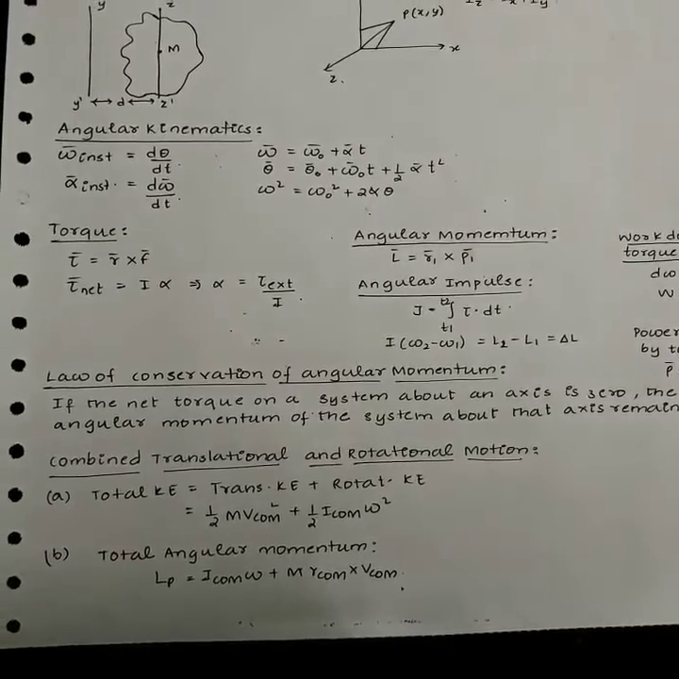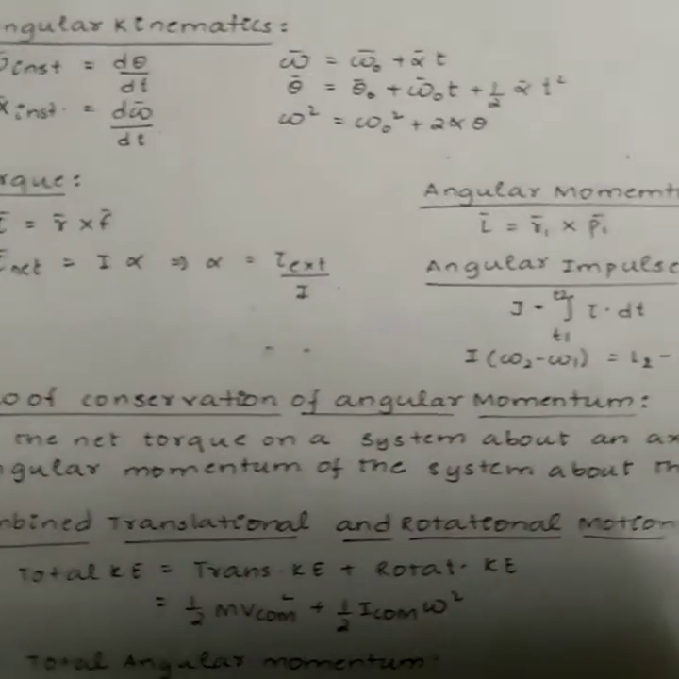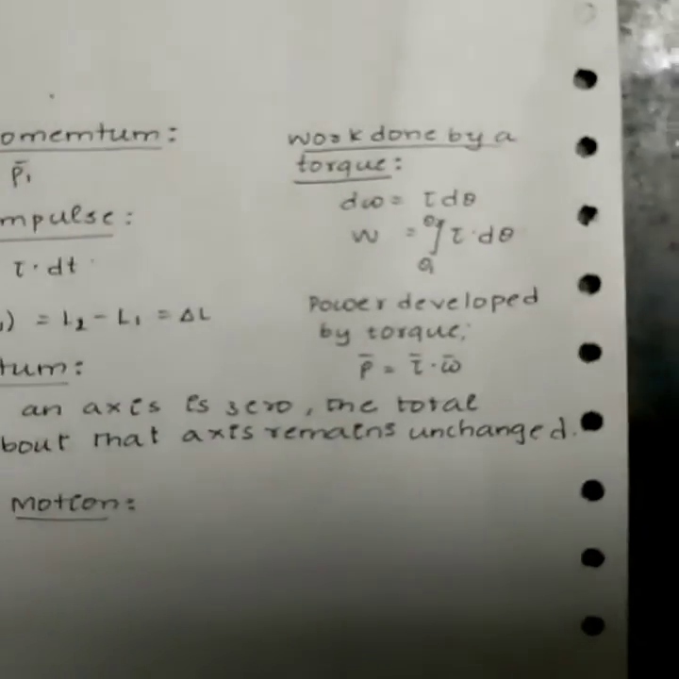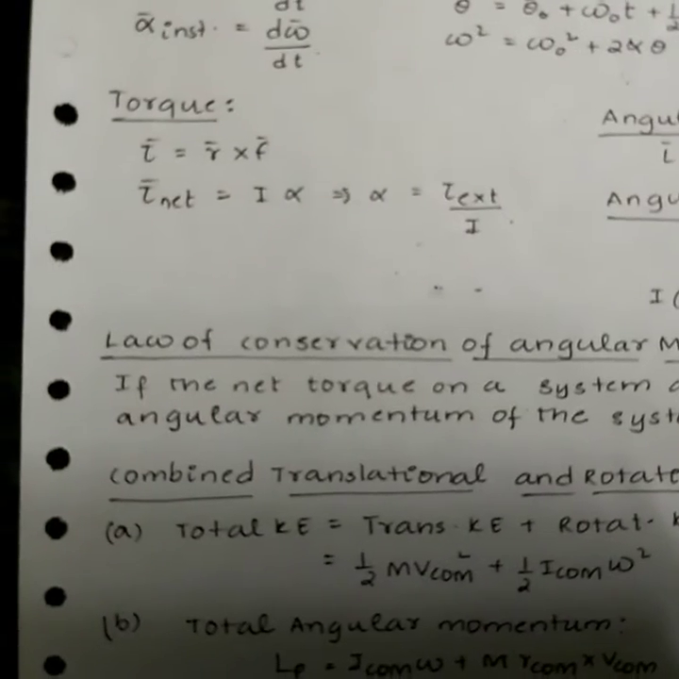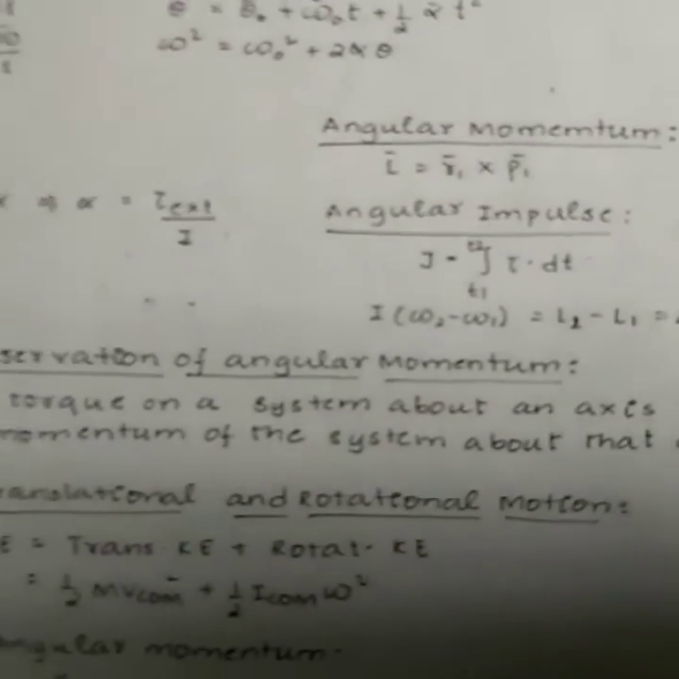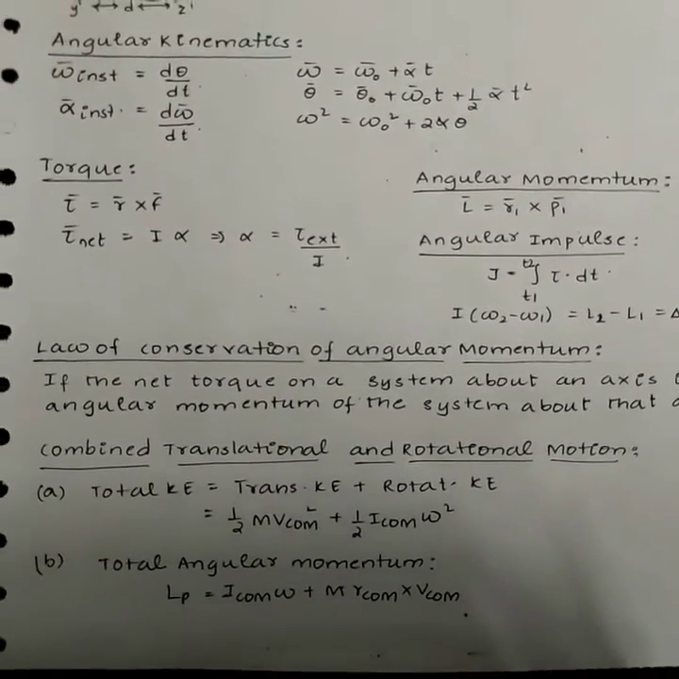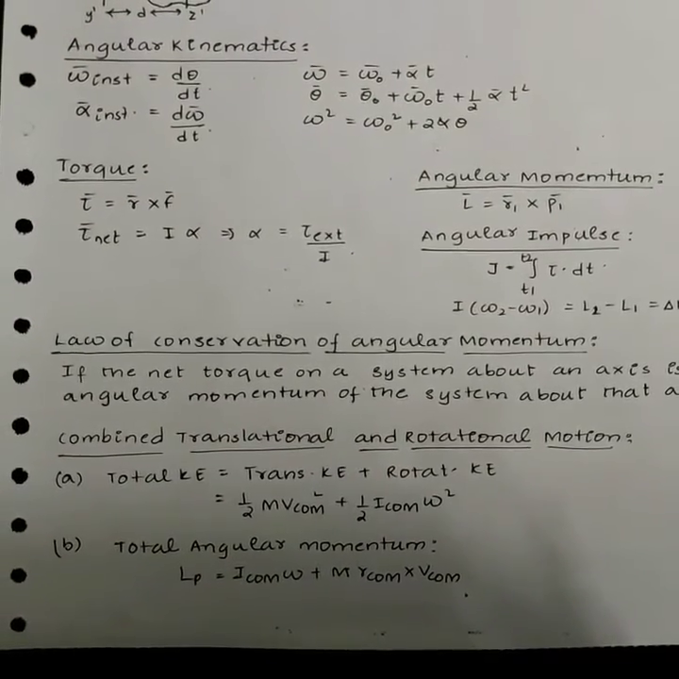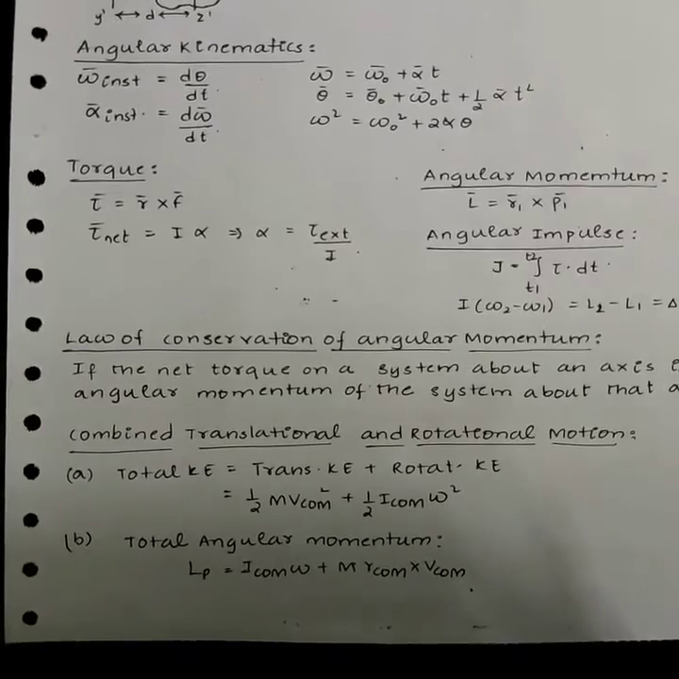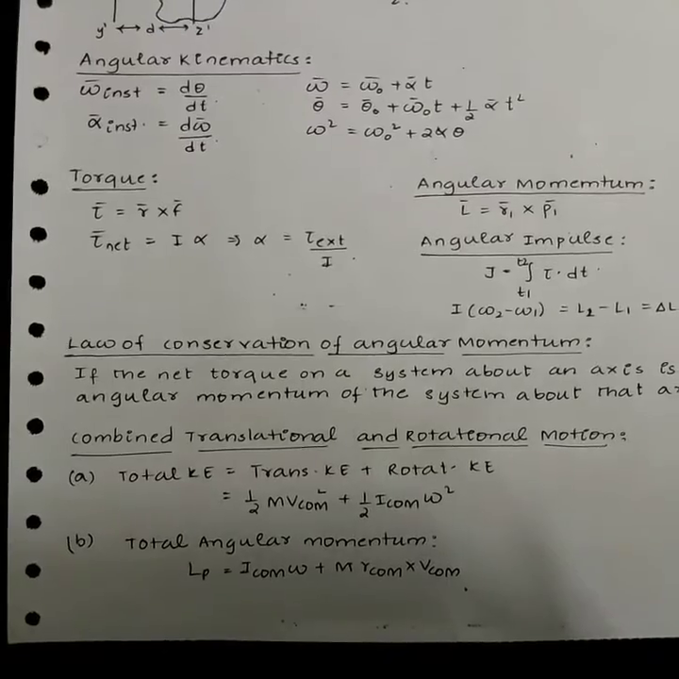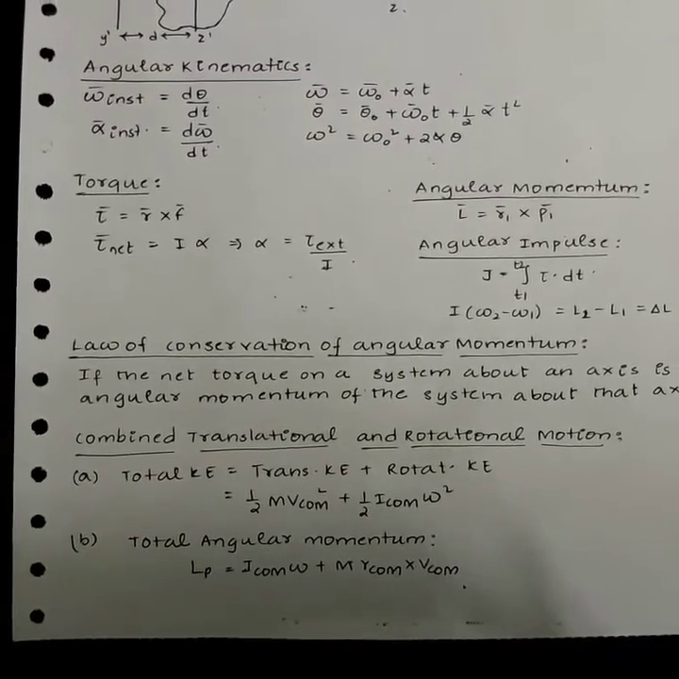The law of conservation of angular momentum. If the net torque on a system about an axis is 0, the total angular momentum of the system about that axis remains unchanged. While using conservation of angular momentum, you must be sure of the reference frame and the axis about which the angular momentum is being conserved. Remember that conservation of angular momentum is possible only when the net torque about the chosen axis is 0.